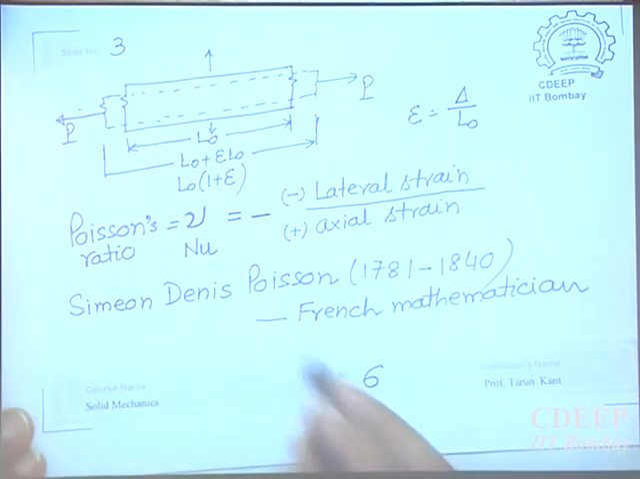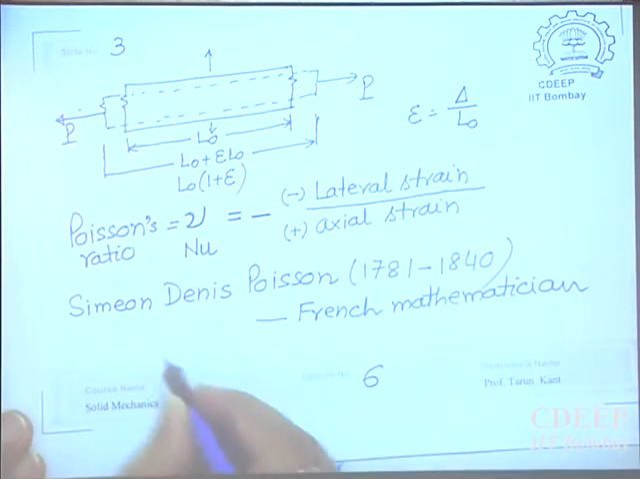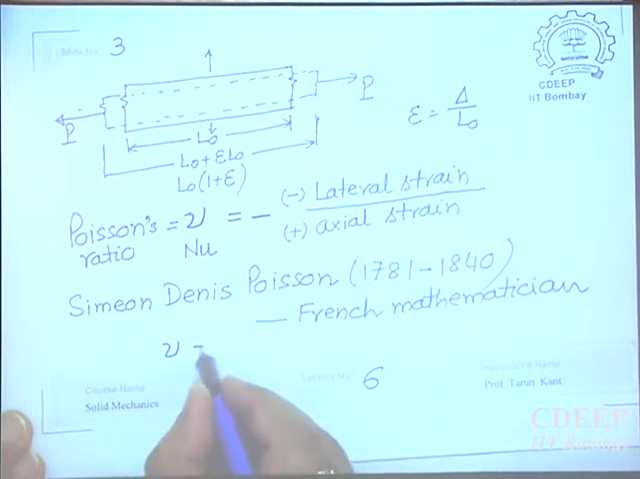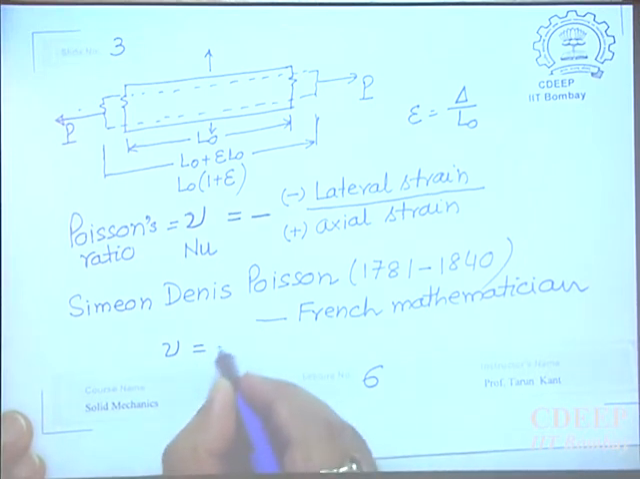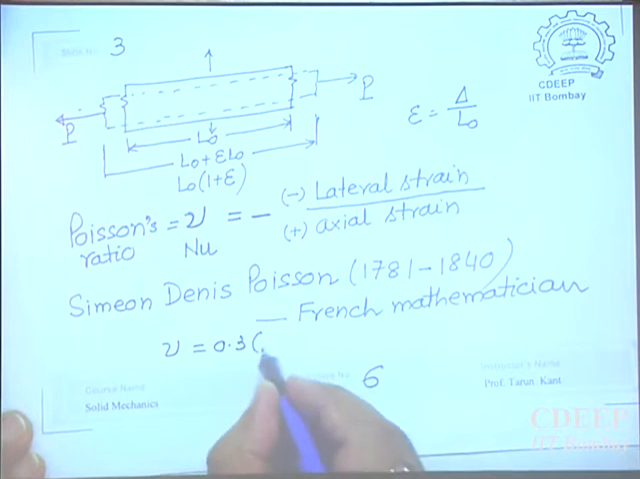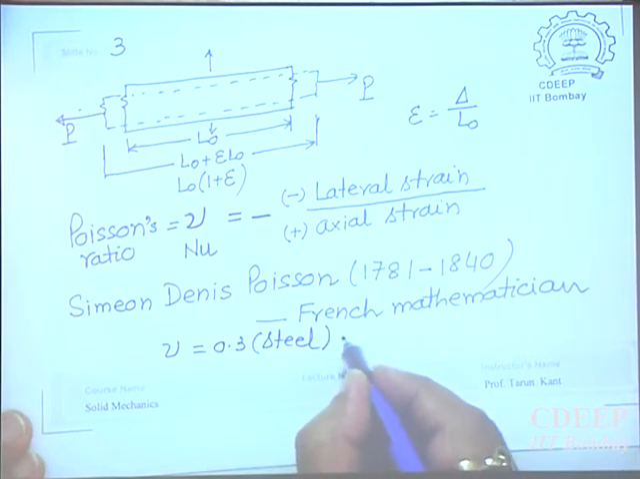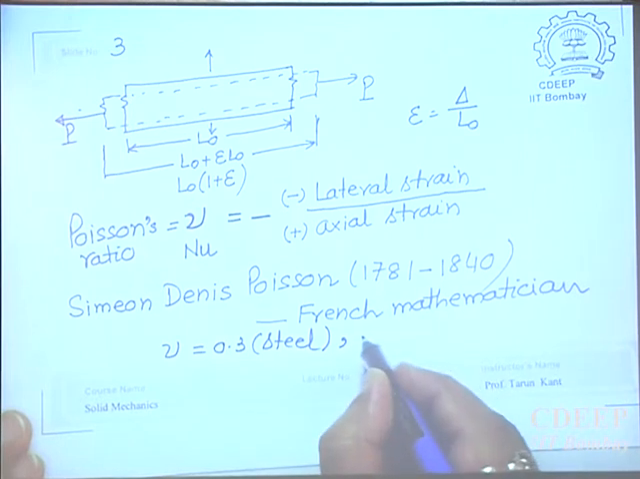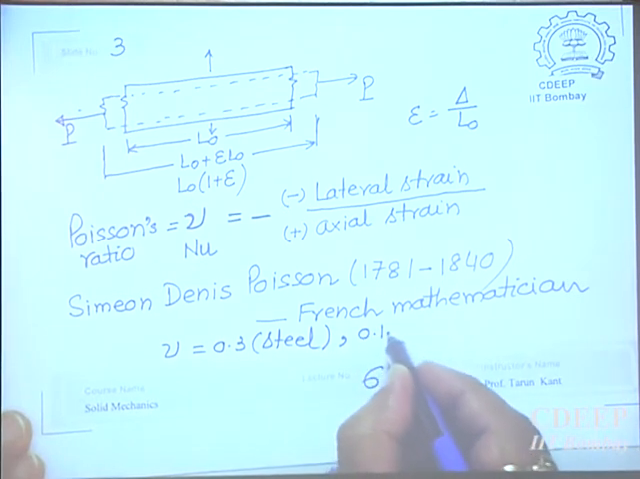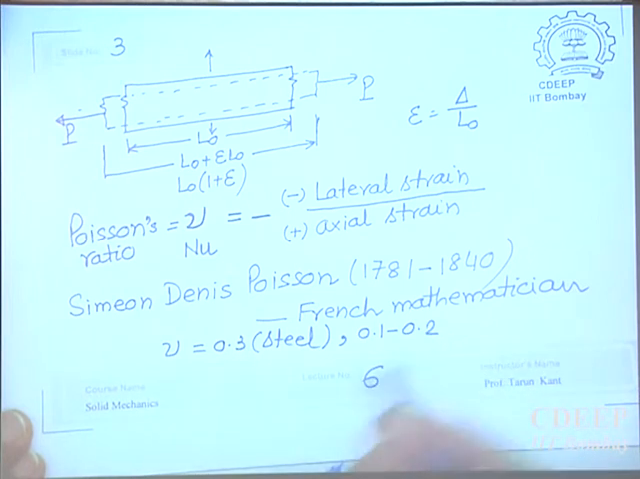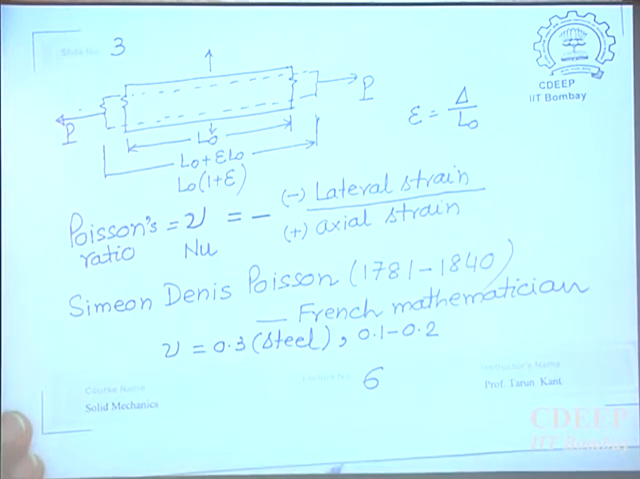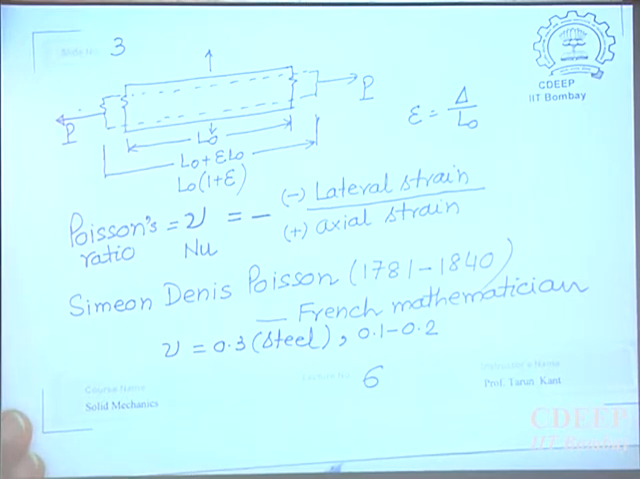So this Poisson's ratio is always nu, between, for example, for steel it is 0.3, then it is between 0.1 and 0.2 for concrete. We civil engineers deal with concrete material, which is a composite material.